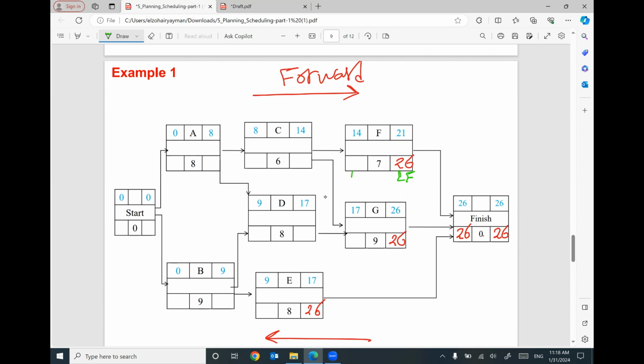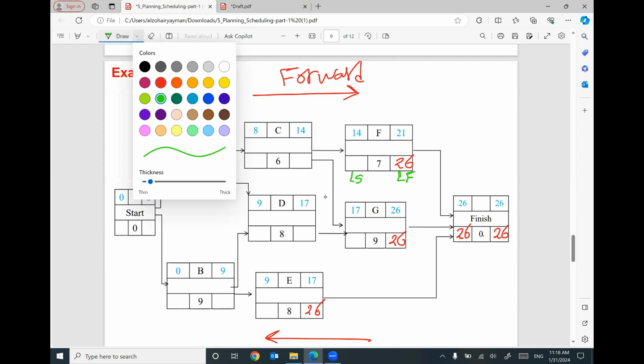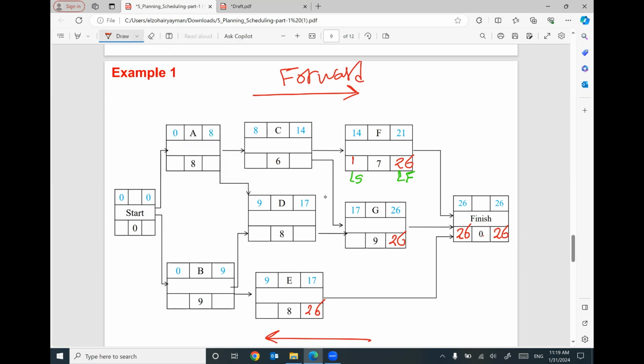If you would like to figure out the late start of activity F, you have to subtract. 26 minus 7 will be 19. The late finish for activity G is 26 minus 9. The duration will give you here, I think it will be 17. The late finish of activity E is 26. If you subtract 8, it will be 18. So right now, after I have a late finish, I figured out the late start. Keep moving backward.